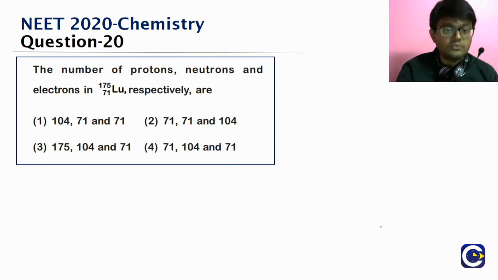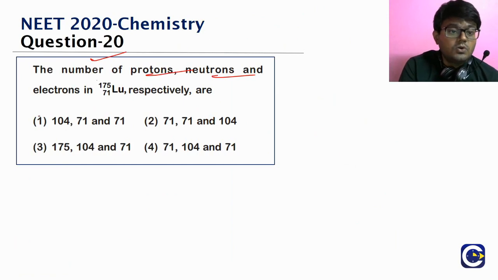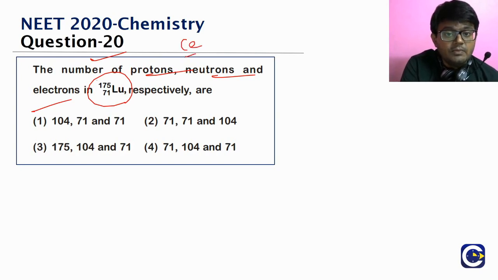Next we have question number 20. This is a rather straightforward question. What is it? The number of protons, neutrons and electrons in, so what is this element? Lu. Lu is the symbol for what? Lutetium. Okay, so cerium to lutetium, what are these? The lanthanides. Cerium atomic number 58, lutetium atomic number 71. These are all lanthanides.